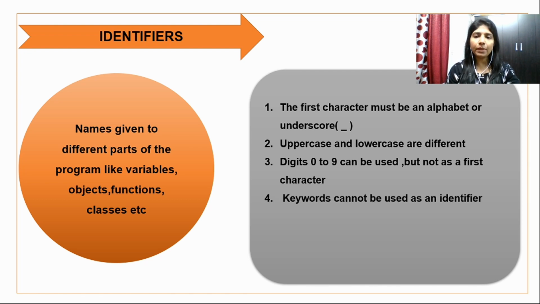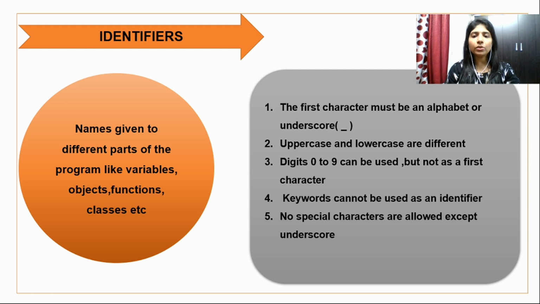Keywords cannot be used. We already learned a keyword today, print. Keywords cannot be used because keywords have some special meaning. They have to be executed in a different way. Now, no special character is allowed except underscore. So special characters are not allowed in a variable name: at the rate, star, colon, comma. These special symbols cannot be used in a variable name.